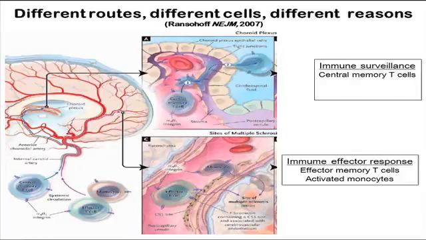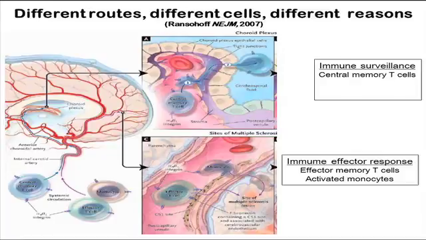The top panel in the middle here shows the process of immune surveillance. It's carried out by central memory T cells that take the route from the stromal vessels of the choroid plexus across the epithelium and into the CSF. This is part of normal physiology, and it's happening within us and all healthy people all the time. The other process in the lower panel is the immune effector response. This is always associated with pathology.